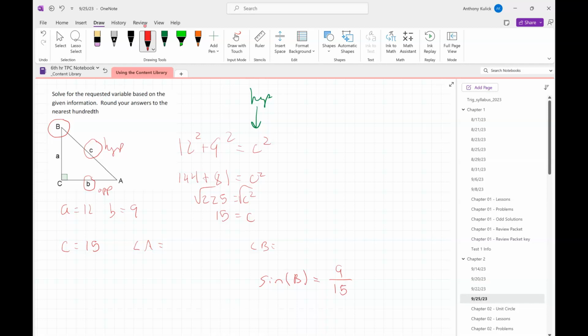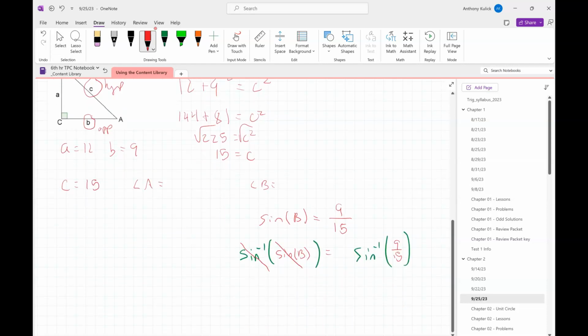So far, so good. Now, how do I get rid of the sine that's wrapped around the angle B? Sine inverse, yes. So I'm going to do sine inverse to both sides. Sine inverse cancels sine, so we're left with angle B. So now it's calculator time.